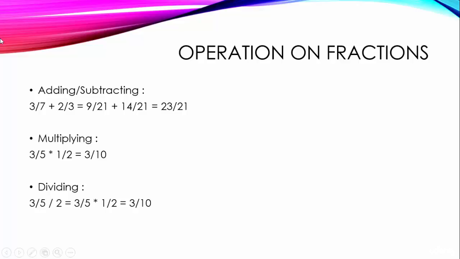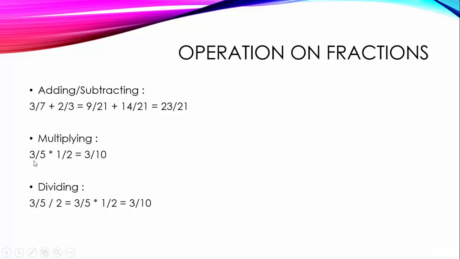Multiplying fractions. To multiply fractions, just place the product of the numerators over the product of the denominators. Dividing fractions. Change the divisor into its reciprocal and then multiply. You can see, for example, in adding 3 by 7 plus 2 by 3 would give you the LCD as 21, and if you add following the instructions you get 9 by 21 plus 14 by 21 is equal to 23 by 21.